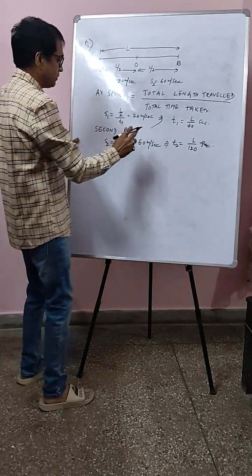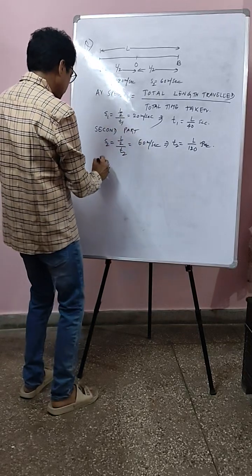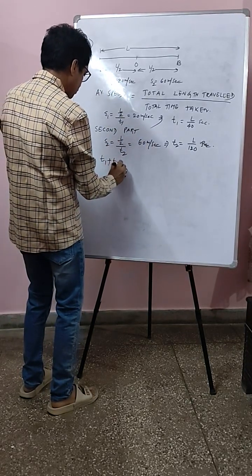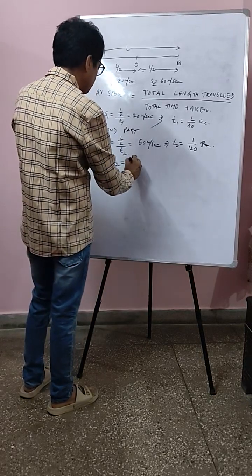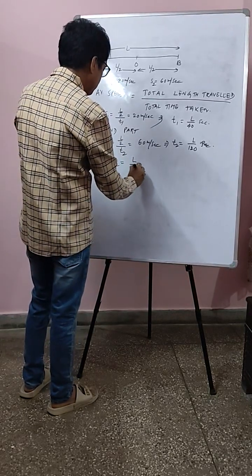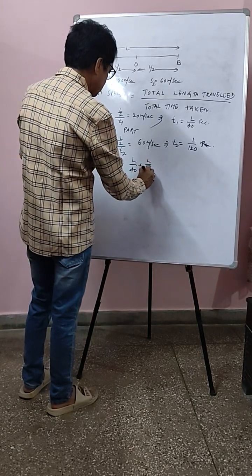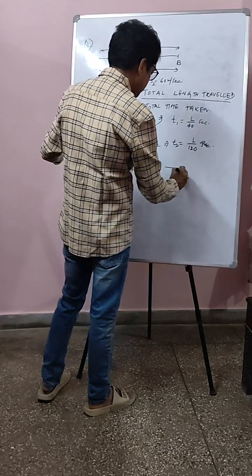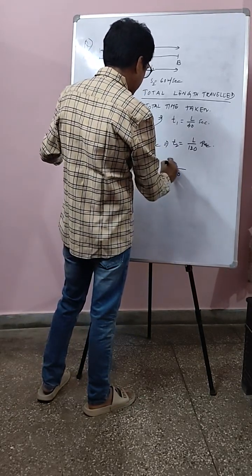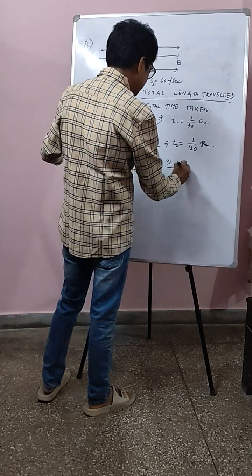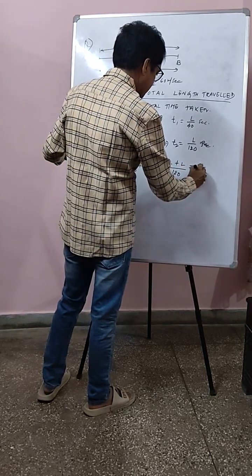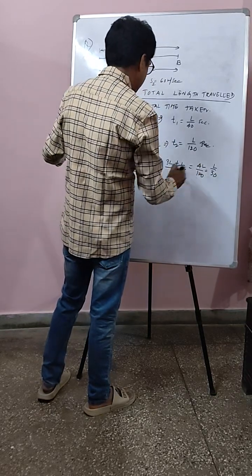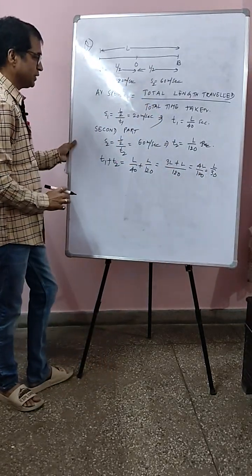So what is the total time, T1 plus T2? L upon 40 plus L upon 120. We take the LCM: 3L plus L over 120, which is L upon 30. So the total time is L upon 30 seconds.